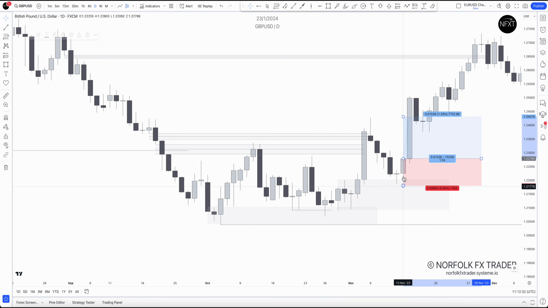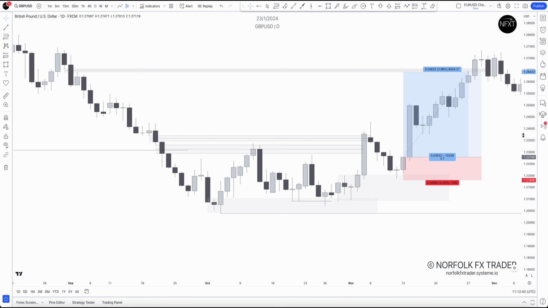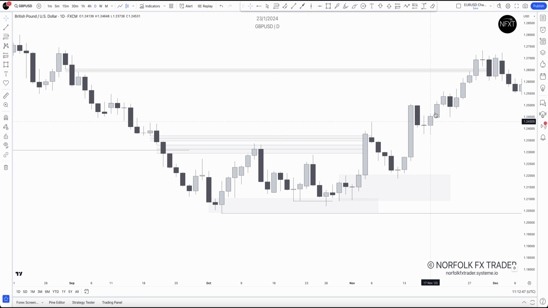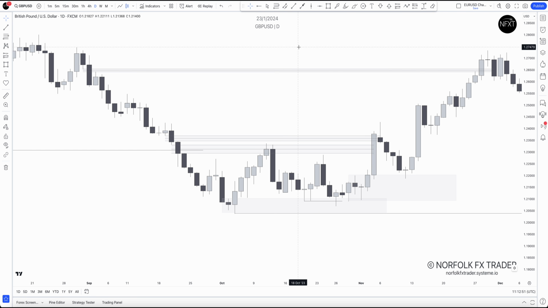So from here, we would look to go long and we can target the next imbalance, which is this one here. And see that gives us over a 3-to-1, nearly 4-to-1 risk to reward. And that's how we look at that directional bias. We keep going with the market. At this point, the market's gone up, we closed through that area. So that means we're going to go higher.